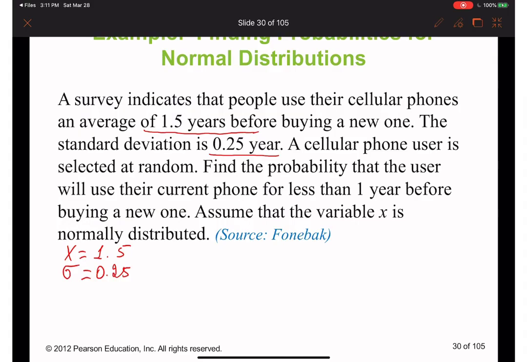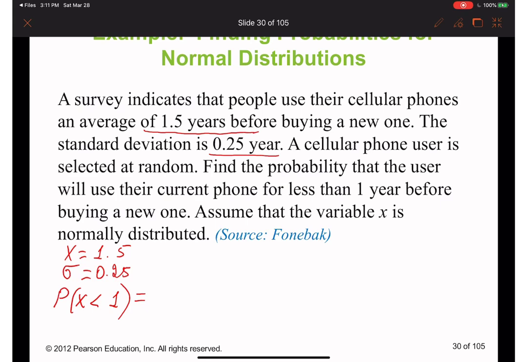A cell phone user is selected at random. Find the probability that the user will use their current phone for less than one year before buying a new one. Well, I think with nowadays prices on phones, that would be unbelievable. People would buy in less than 1 year because the prices are crazy. But let's see what the chance will be.